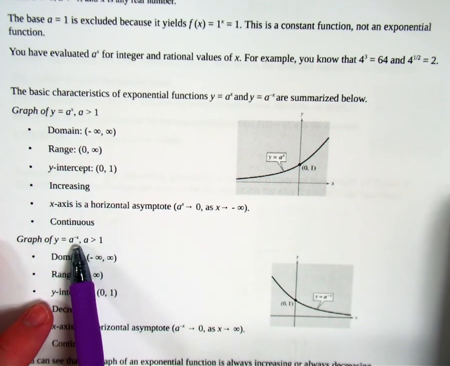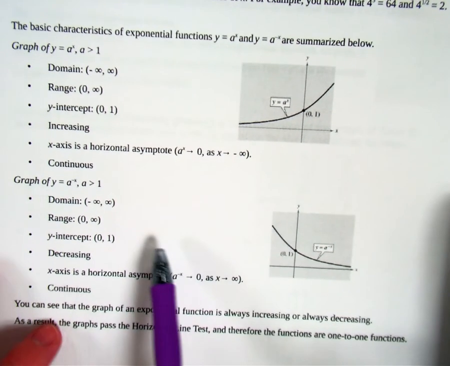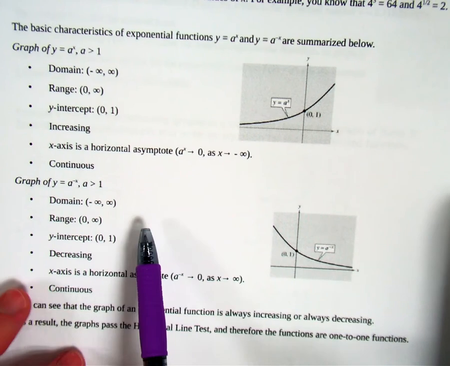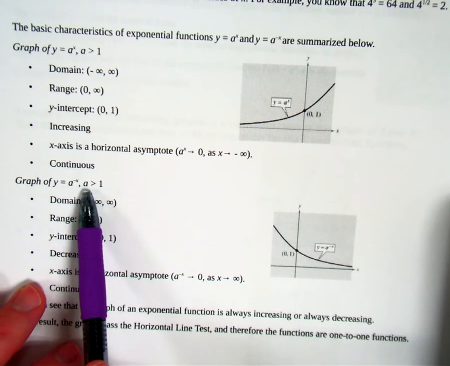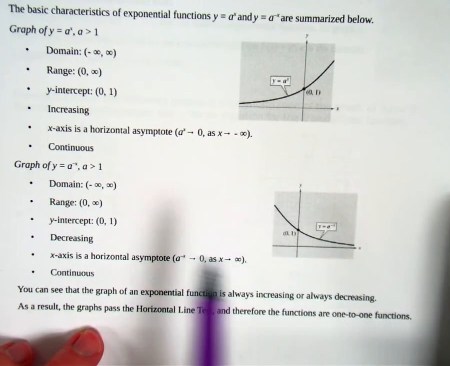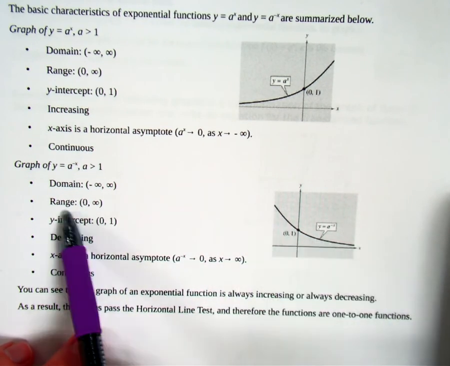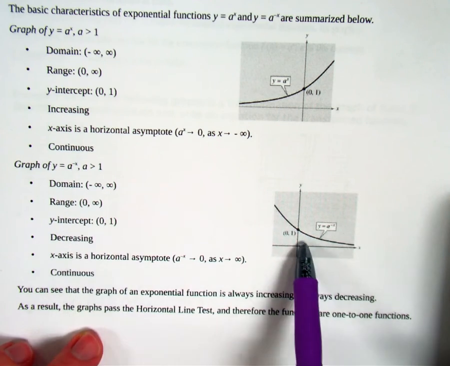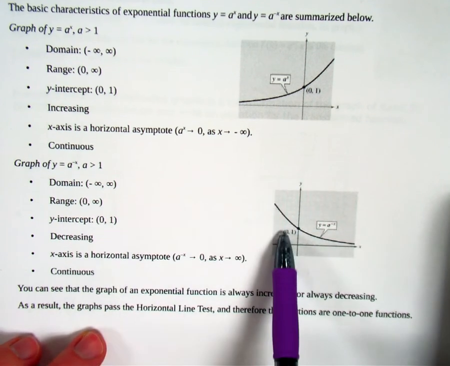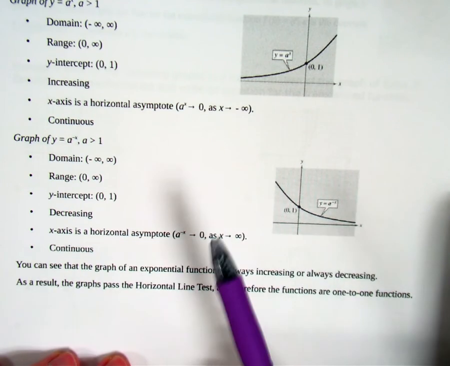If we have a to the negative x, or if a was a decimal between 0 and 1, it's going to be coming downhill like this. Again, domain is negative infinity to infinity, range is greater than 0, still crossing at 0, 1. This time it's decreasing, and we still have a horizontal asymptote.